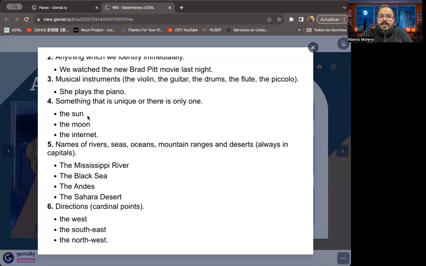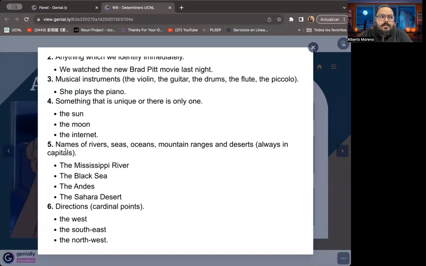Number four is something that is unique or there is only one. For example, the sun, the moon, the internet. The exception: well, the internet, as you may think, there are a lot of internets. There is just one. There are different sellers, but there is just one internet. Okay.